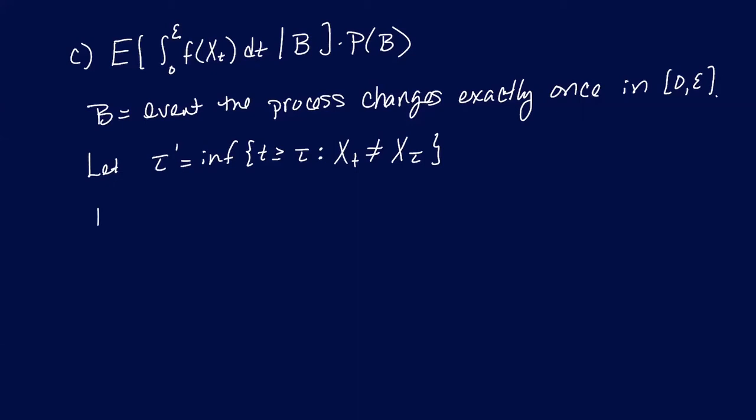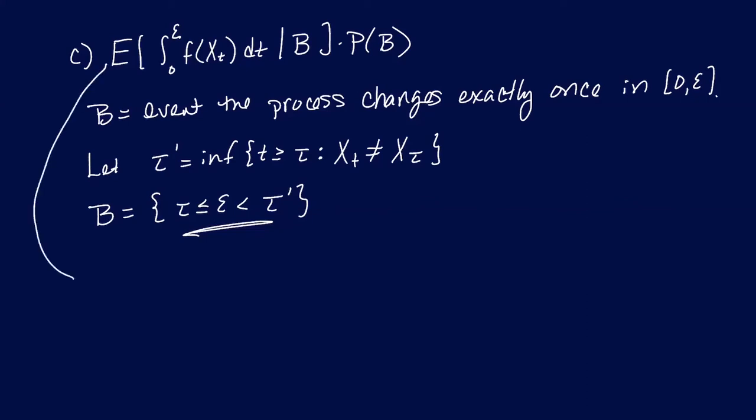So now we can say that the event B is the event that tau is less than or equal to epsilon, and epsilon is less than tau prime. This is how you get exactly one event occurring in the interval from 0 to epsilon. The time of the first event has to be less than or equal to epsilon, and the time of the second event has to be greater than epsilon. So now I can rewrite the thing we want to compute in terms of B in this new way.